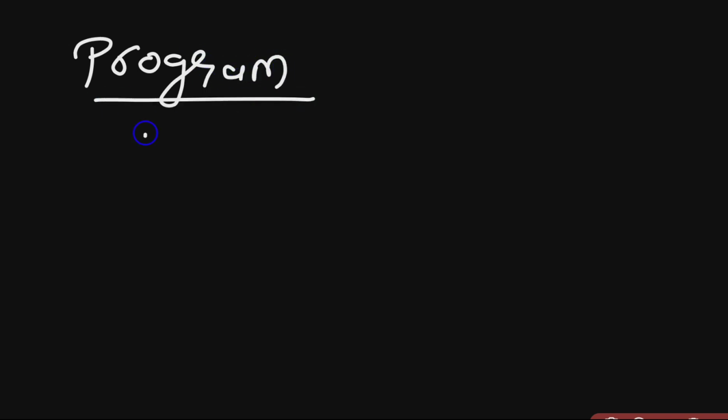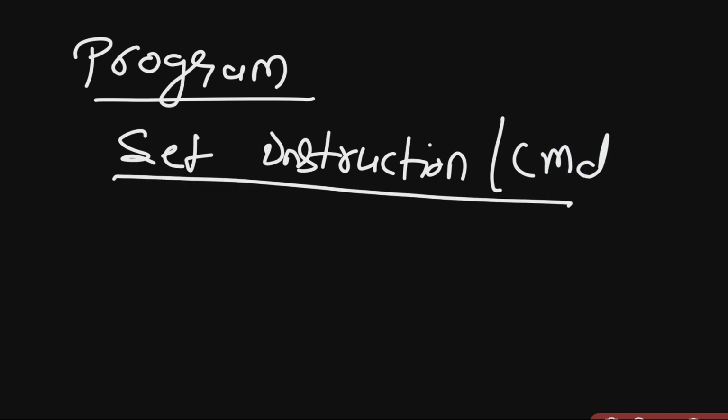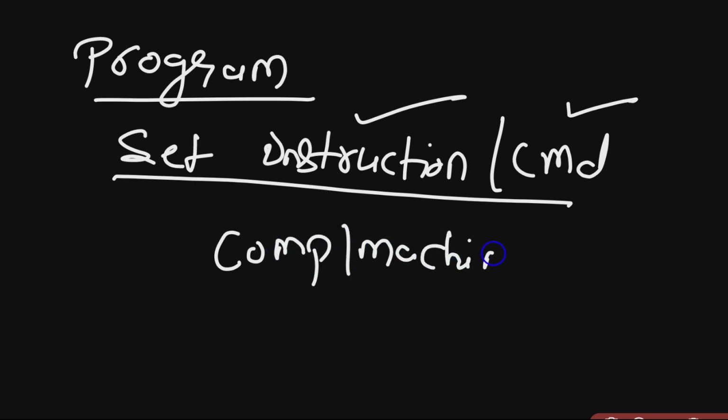So program is nothing but the set of instructions. They are the set of instructions, or they are also called as the set of commands. It is called as the program. Program is nothing but the set of instructions or set of commands which are given to the computer or to a machine to perform some operation. In order to perform an operation by the computer or by the machines, we have to give some instructions or some commands to the computer. Those commands are called as the program.